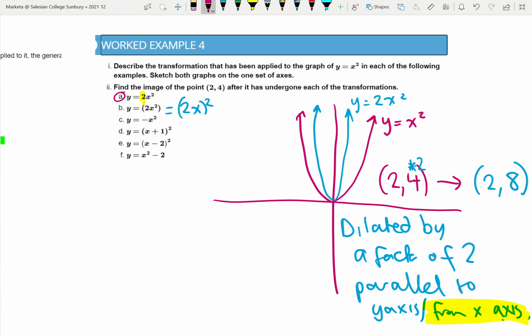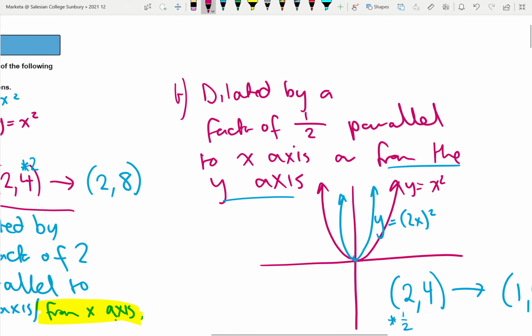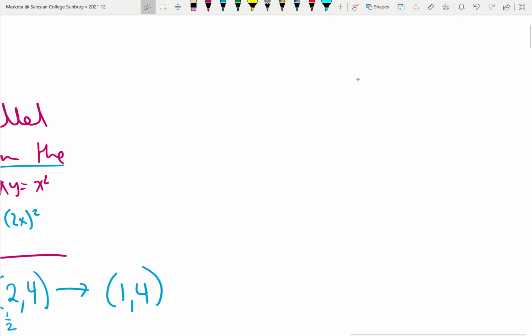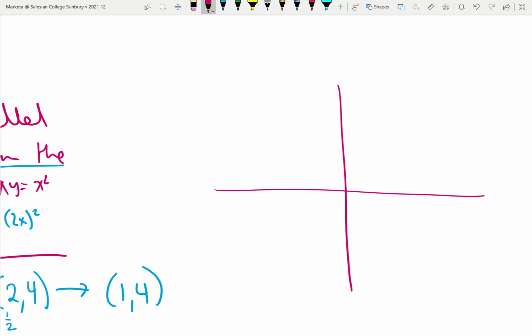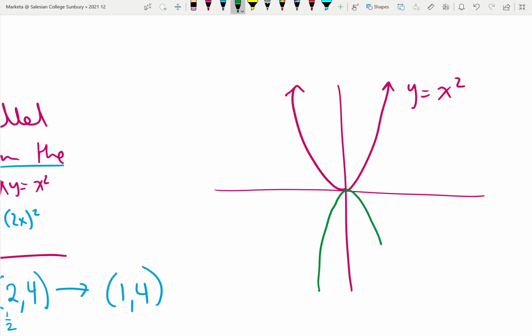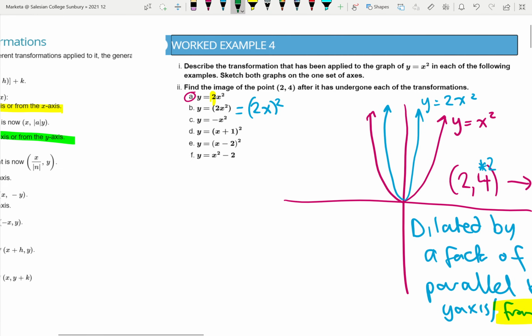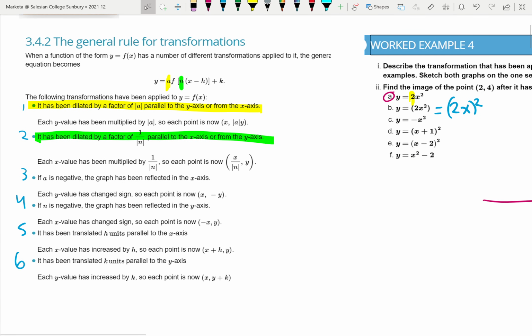So C is negative x squared. So I might just draw it first. So here's y equals x squared, and you already know from even year 10 or 9 that if it's negative x squared, it looks like this. And we'll refer back to the transformation rule, but really, this is a pretty easy one.